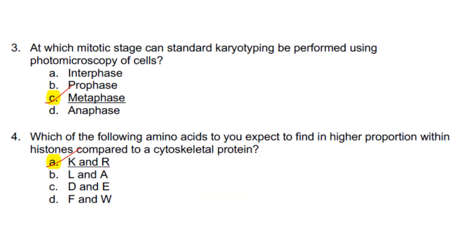At which mitotic stage can standard karyotyping be performed using photomicroscopy of cells? It is during the metaphase stage that you can perform karyotyping. Then, which of the following amino acids do you expect to find in higher proportion within histones compared to cytoskeletal proteins? In histones, the lysine and arginine amino acids are more. K is for lysine, R is for arginine. So the answer is option A.